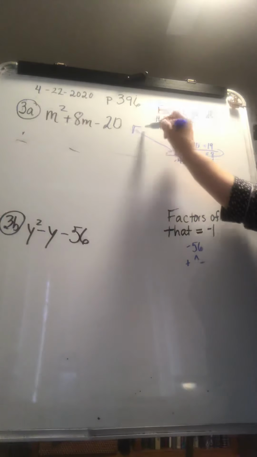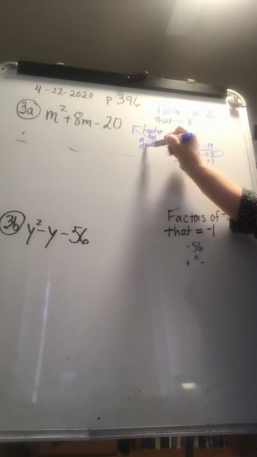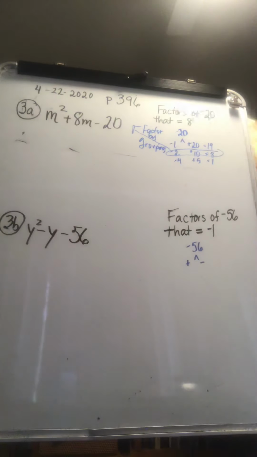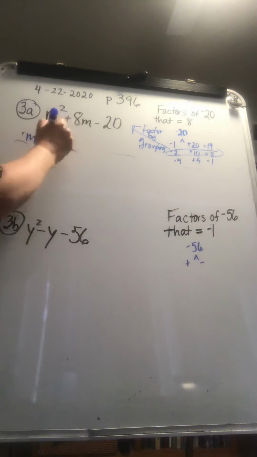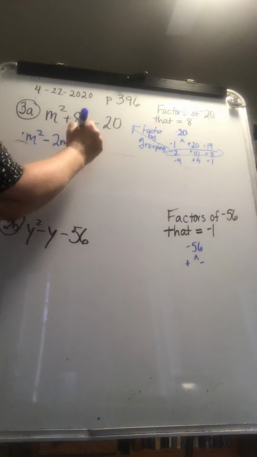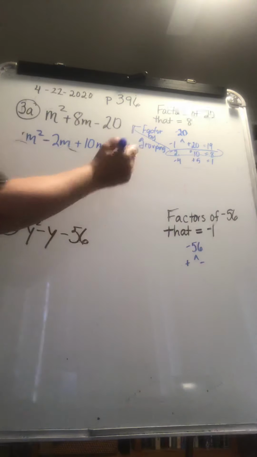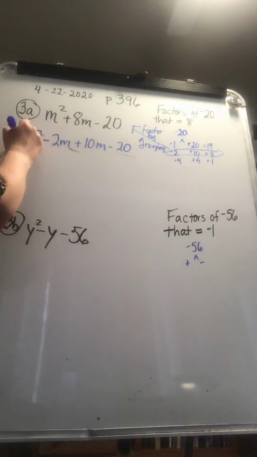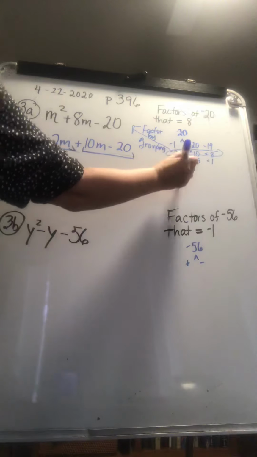And I'm going to do factoring by grouping. On this side, I now have m squared minus 2m plus 10m minus 20. Okay, so now I'm going to put them in their groups. Step 1, the GCFs.